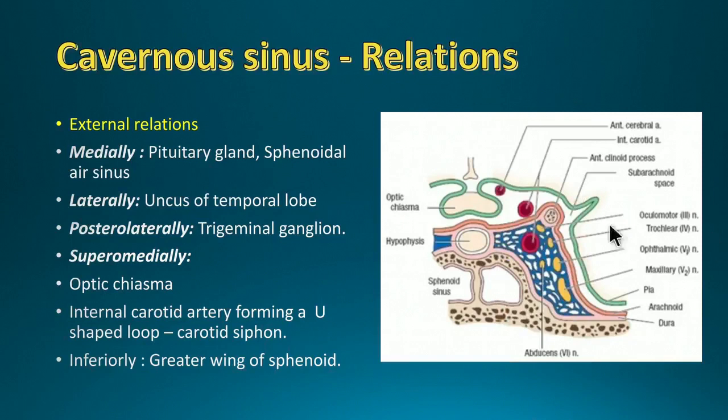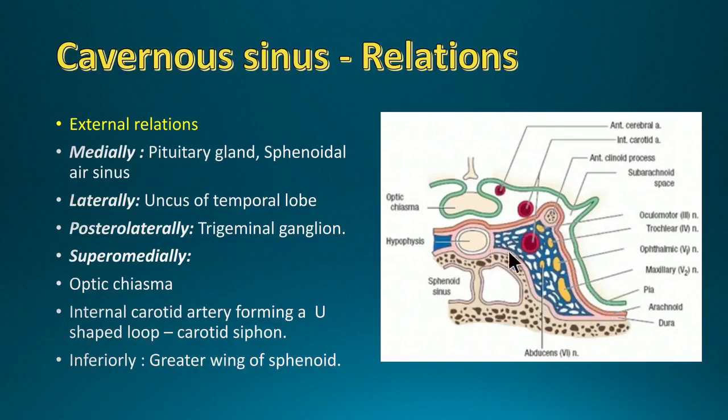So here you are able to see another schematic diagram which is showing the two layers of the dura mater. So that is the meningeal layer, because here you are able to see the brain substance. This is the brain substance with the uncus of temporal lobe, which is covered by the leptomeninges. So this is your meningeal layer of dura mater forming the roof and the lateral wall. Floor and the medial wall is formed by the endosteal layer.